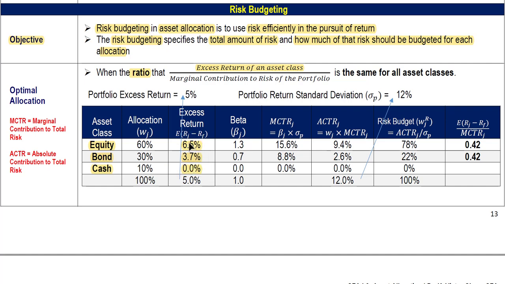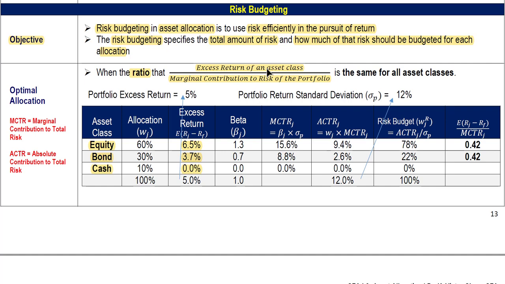So the excess return is the risk premium concept. For cash, there's no risk, therefore the risk premium is zero. That means the numerator is the risk premium. The denominator is the marginal contribution to risk of the portfolio. So this is the proportion or the attribution of risk on that particular asset class. The ratio means the premium that compensates that marginal risk, the marginal risk compensation.